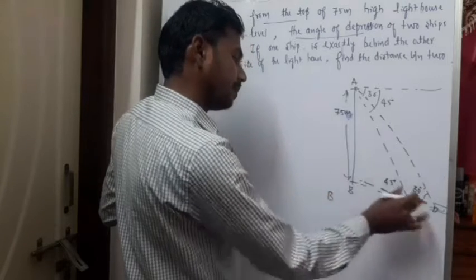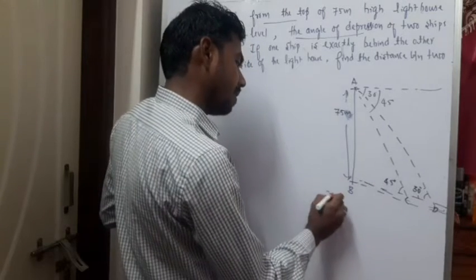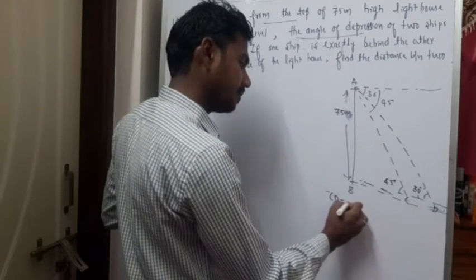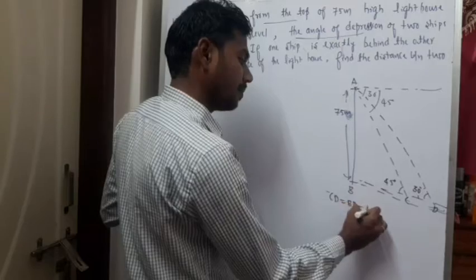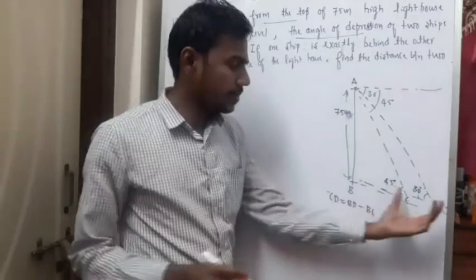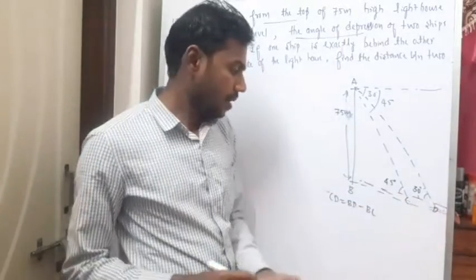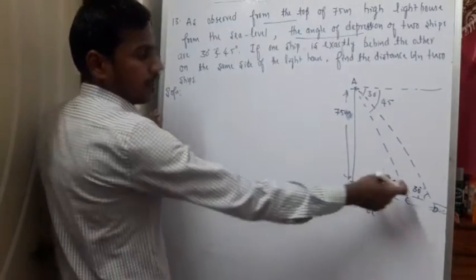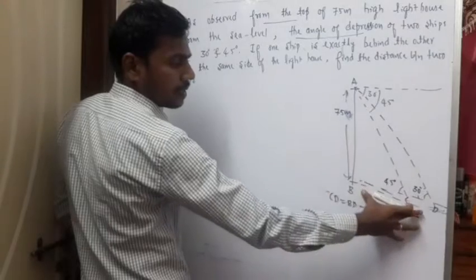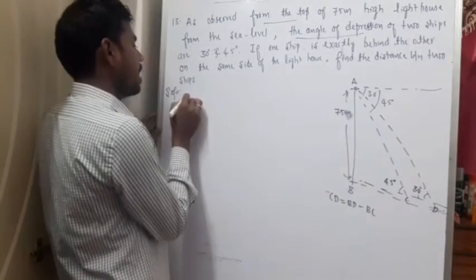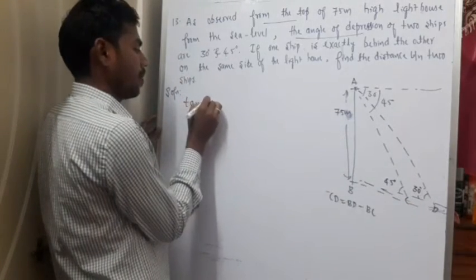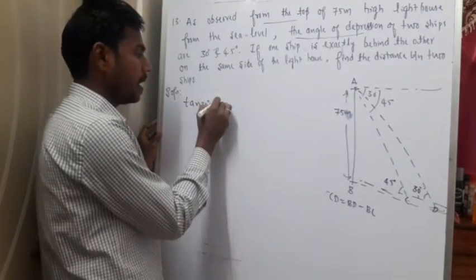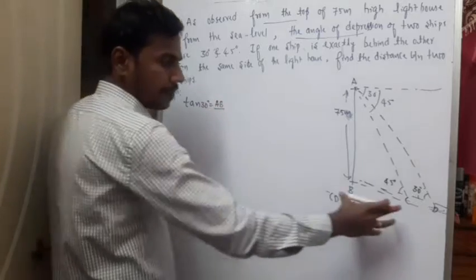For CD, how will I calculate? So CD is equal to BD minus BC. So we need to find the distance between these two ships. That's it. Okay, now, what we can do? So this is opposite, this is adjacent. So tan 30 is equal to opposite by adjacent, that is AB divided by BD.